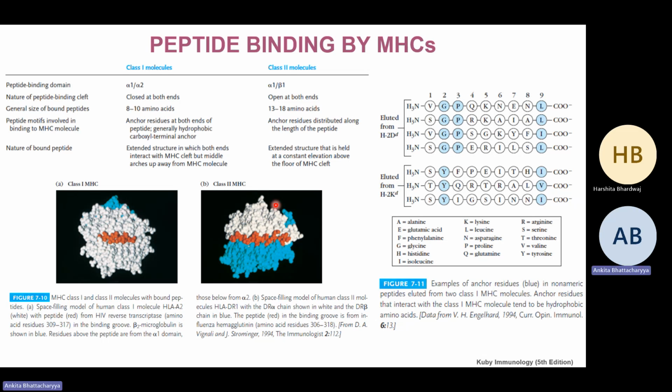On the right, you can see examples of anchor residues, which are shown in blue. For example, here it is tyrosine, here it is glycine, and glycine actually plays a major role in this case. So that, along with proline, is a very unique motif to be present and therefore could be relevant.